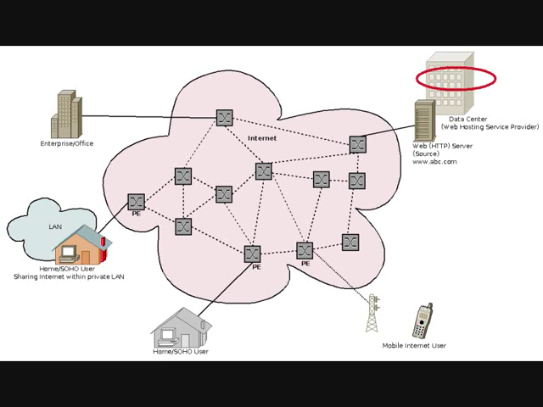So here is a typical setup in which you have a data center with a web server hosted, and assume this website is abc.com. On the other side you can see various internet subscribers. You have a SOHO or home-based user who has his private LAN in which he is sharing internet services, and you have a home user who has a dedicated internet link. You also have an enterprise or an office subscribed to internet services, and you have a mobile user getting connectivity to the internet services.